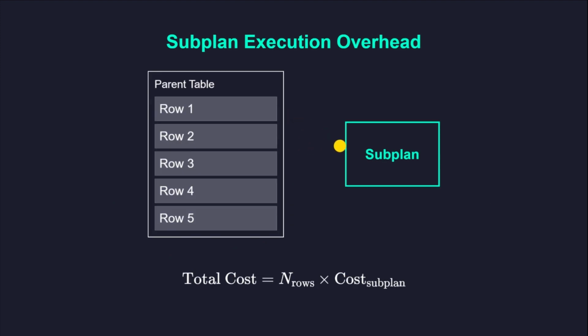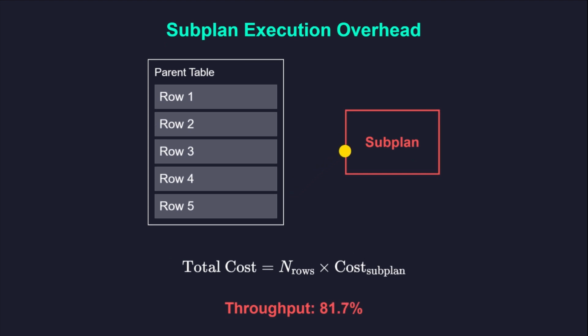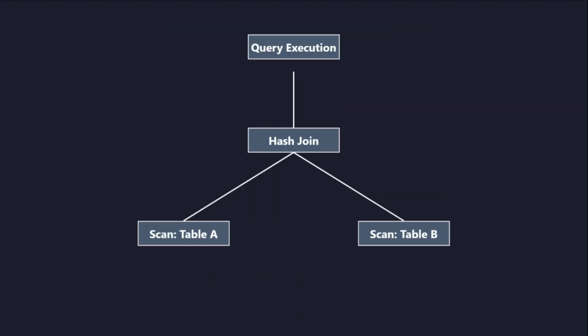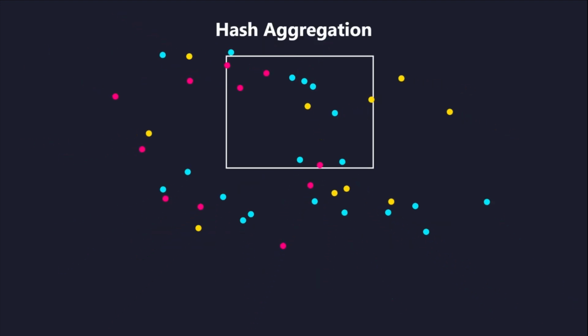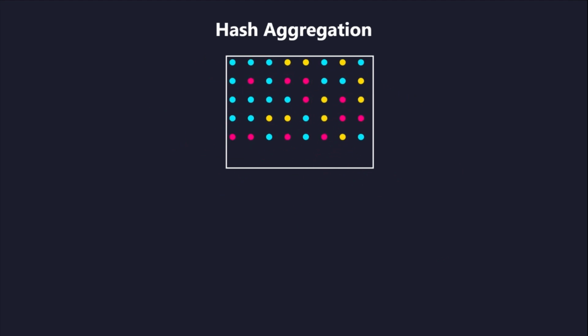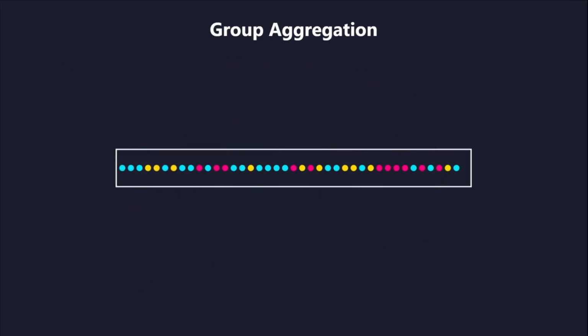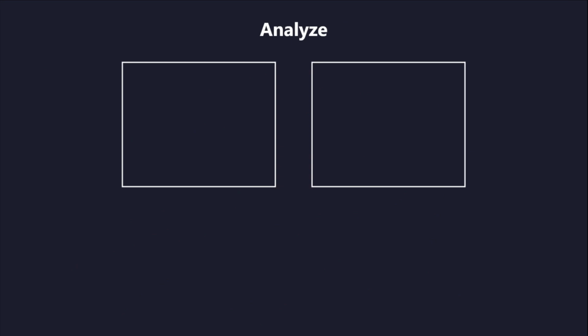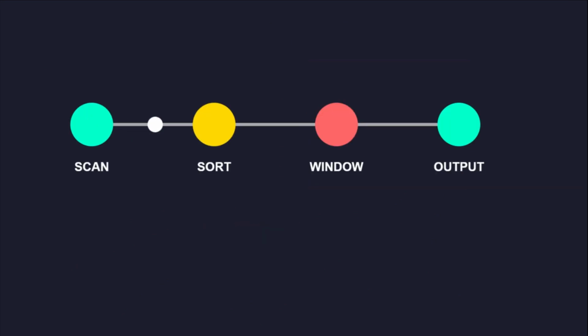Subplans can be executed once per parent row. If the parent has a million rows, the subplan is a hidden loop that kills query throughput. While explain analyze focuses on execution, large gaps in timing between nodes can indicate waiting for row-level or table-level locks from other transactions. Hash aggregates use memory to group data instantly. Group aggregates require sorted input but use less memory. Analyze shows which strategy the planner chose.